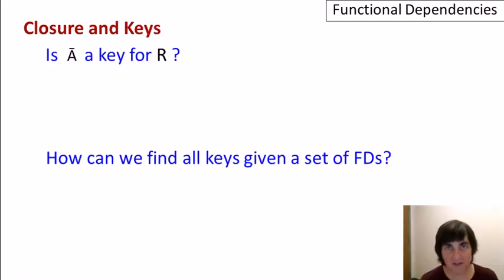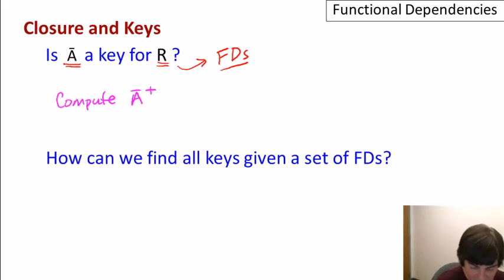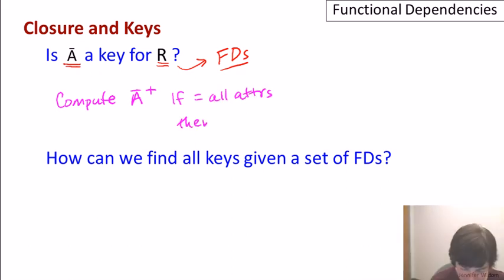So let's formalize a bit this relationship between the notion of closure and keys. Let's suppose we're interested in answering the question, is a particular set of attributes a key for a relation? We can use closure to do that. Remember, we have the relation and we have a set of functional dependencies for the relation. So what we do is we compute the closure of A. That's going to give us a set of attributes. And if that equals all attributes, then A is a key.